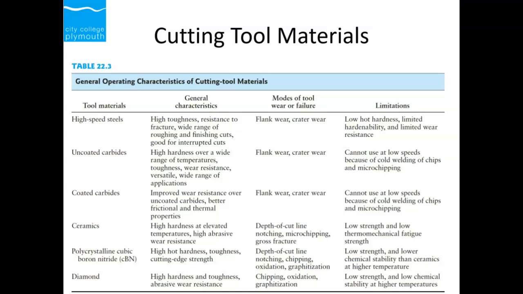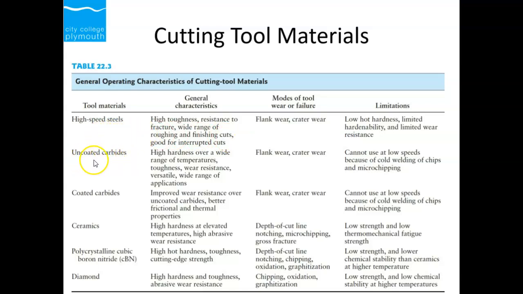Now, for the cutting tools, there are different materials. We use high-speed steel for high roughness. They are resistant to fracture, and so on. Usually the high-speed tools fail as flank wear and crater wear. They do not have hot hardness at high temperature. They lose their hardness, they do not have high hardenability, and they have limited wear resistance.